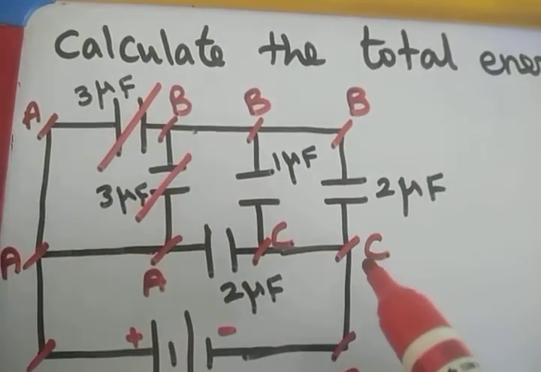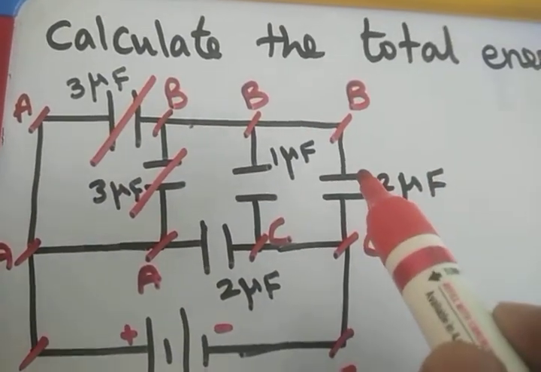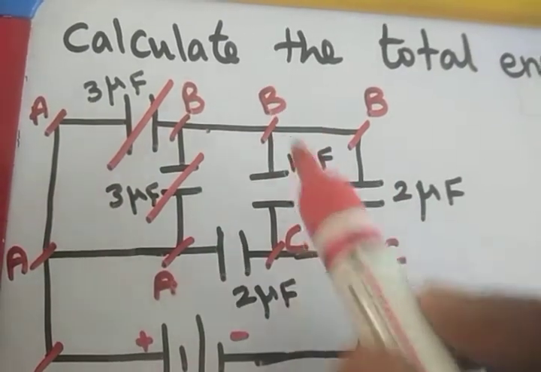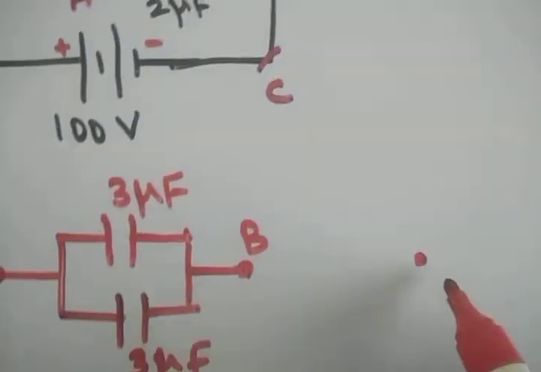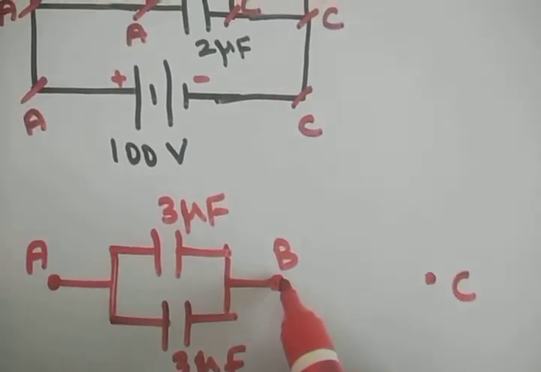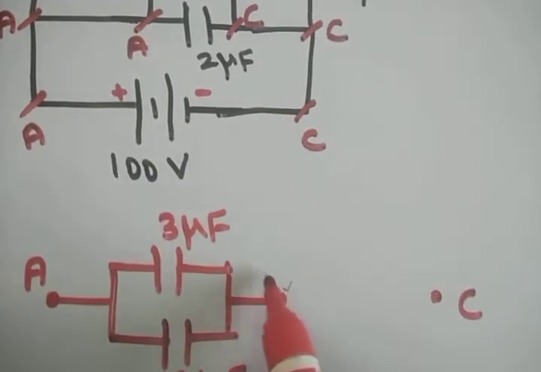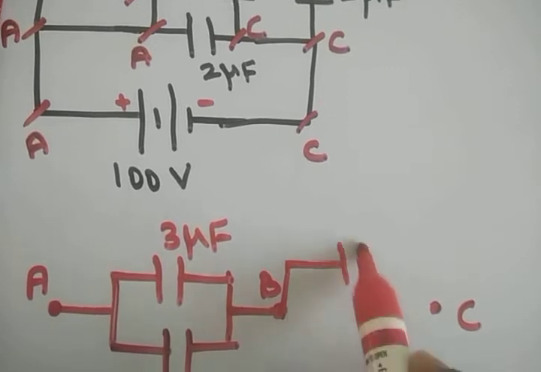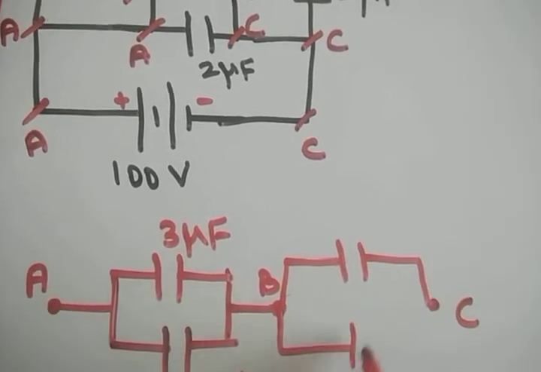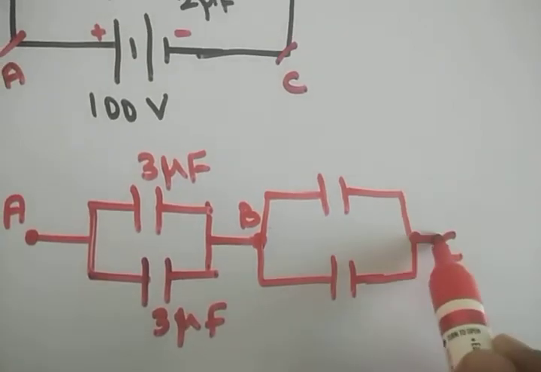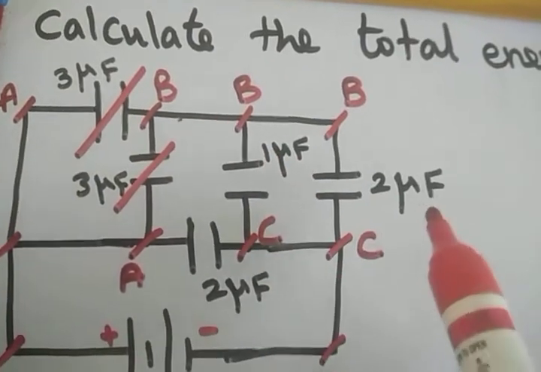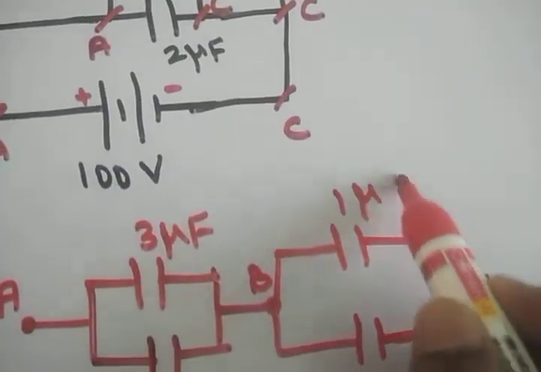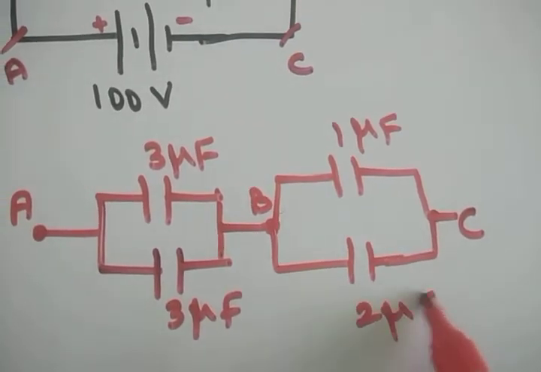In between B and C, there is a 2 microfarad capacitor. Between B and C, there is another capacitor of 1 microfarad. So there is a point C. You have to draw point C, and this is the point B. Between points B and C there are two capacitors: one is 1 microfarad, another one is 2 microfarad. Like this only you have to redraw this circuit.